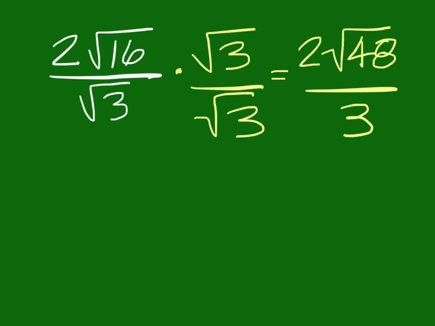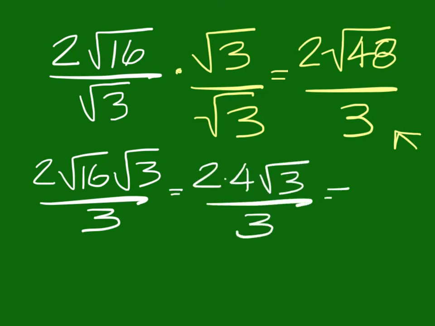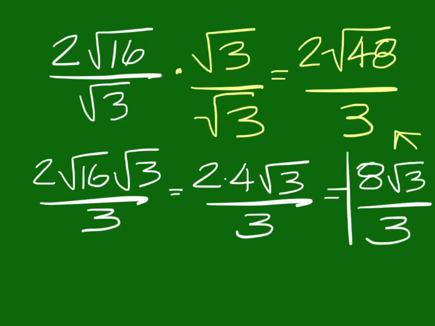Any square root times itself is the number under the square root sign. You do not write the square root sign here. Now see if you can simplify the square root of 48 on the top. So 2 square root of 16 square root of 3 will accomplish that. That's 2 times 4 square root of 3, which is 8 square root of 3 over 3.